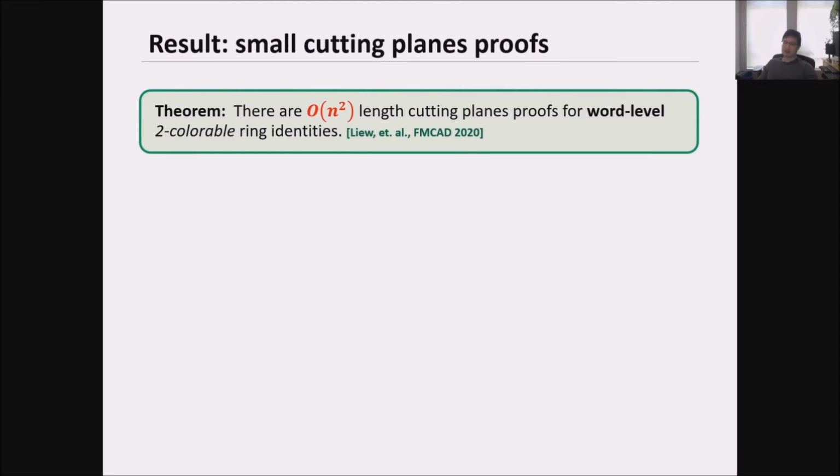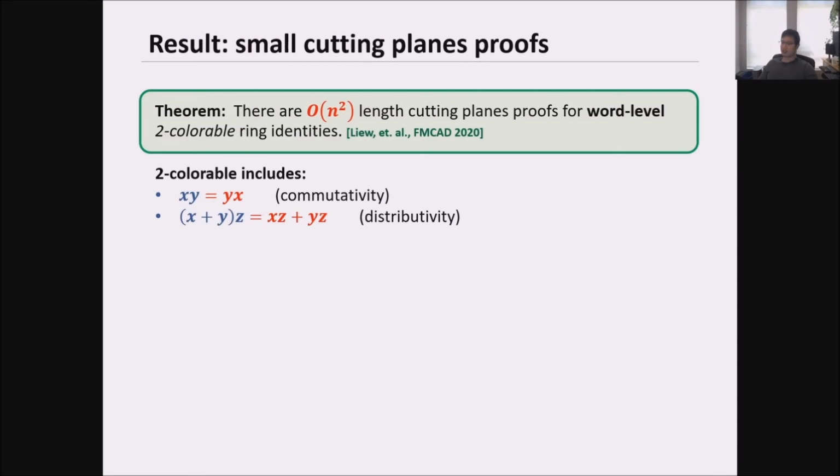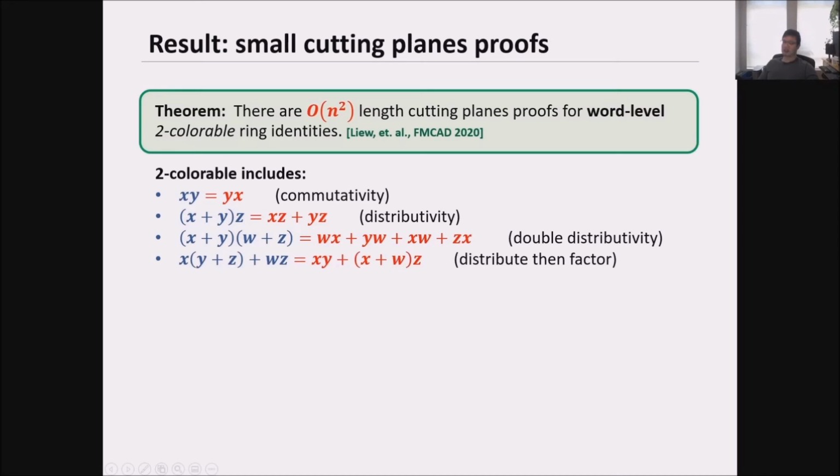Well, we sort of answered this with the main theoretical contribution of our work. We were able to show the following theorem: there are quadratic length cutting planes proofs for word level two colorable ring identities. So what are two colorable ring identities? This is something we defined. This is a broad class of ring identities, and the exact definition is a little bit involved, but for example, it includes identities such as commutativity, distributivity, generalizations of distributivities, and also things like distributing and then factoring.